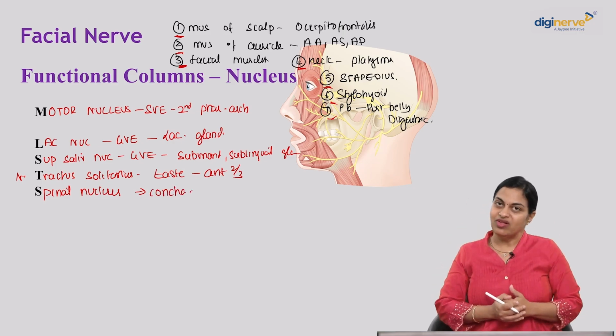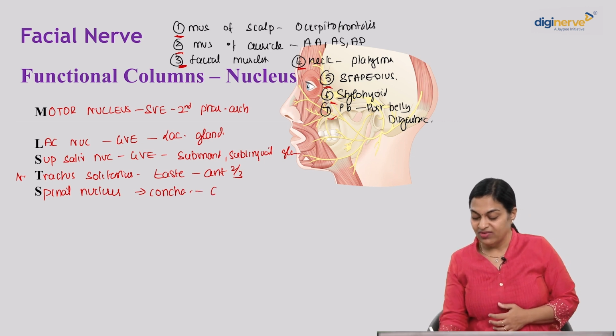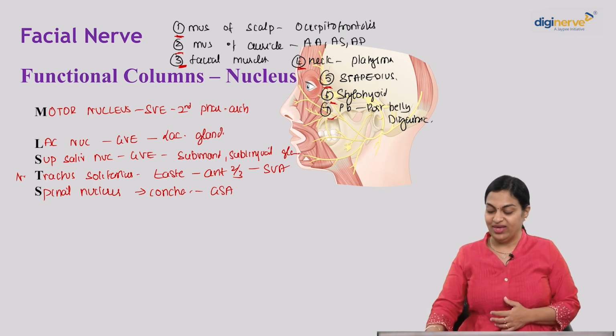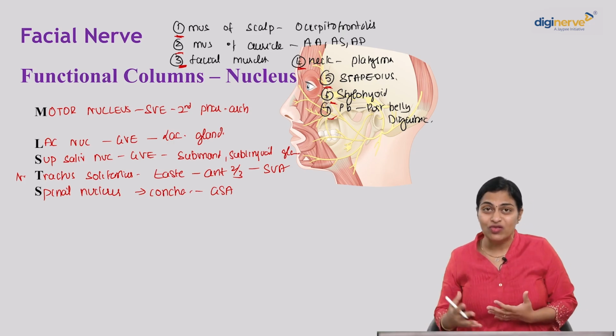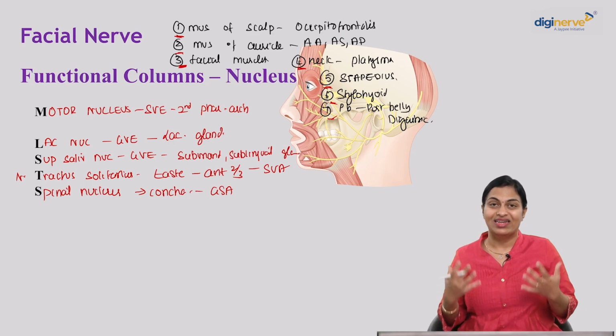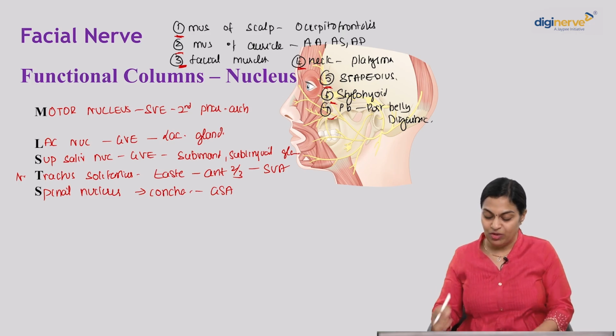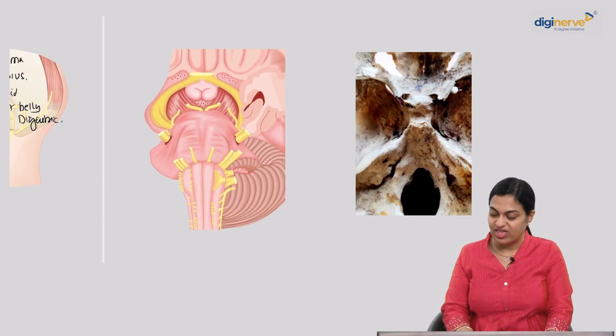So that's all about the facial nerve. This is general somatic afferent. This is your special visceral afferent column. Fine? Okay. So it's not only the muscles of face, it innervates the glands also, lacrimal gland, submandibular gland and the sublingual salivary gland as well as taste sensation.